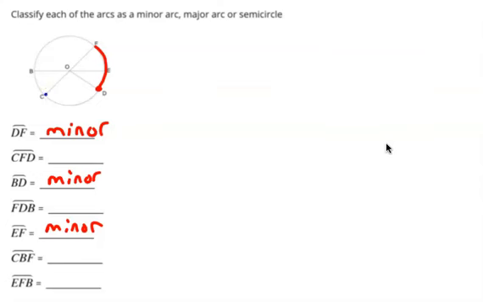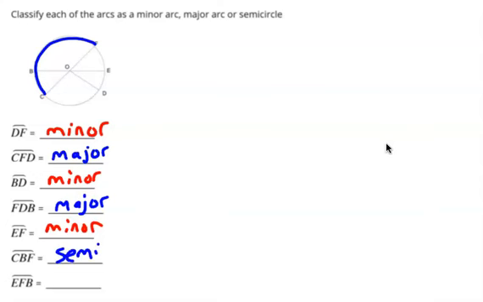So go in the order that it says, C, F, D. That goes for more than half the circle, so that's called a major arc. F, D, B, go in that exact direction. F, D, B, that's more than half the circle. So again, that's a major arc. C, B, F is exactly half the circle. C, B, F, that's called a semicircle.